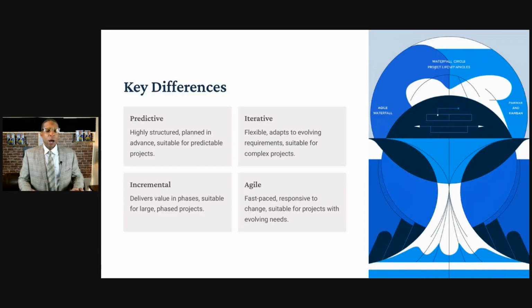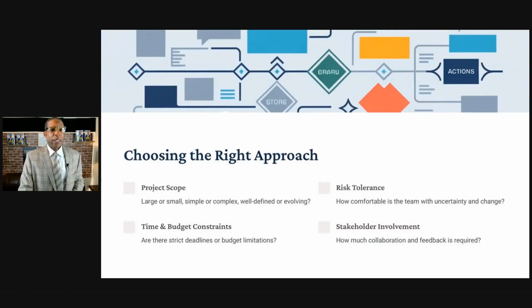Now, I want you to understand from a very high level the key difference. So predictive is highly structured, planned in advance, and suitable for predictable projects. Iterative is flexible, adapts to evolving requirements, suitable more for your complex projects. And then incremental delivers value in phases, suitable for large and phased projects. And then agile, this is that fast-paced, responsive to change, suitable for projects with evolving needs.